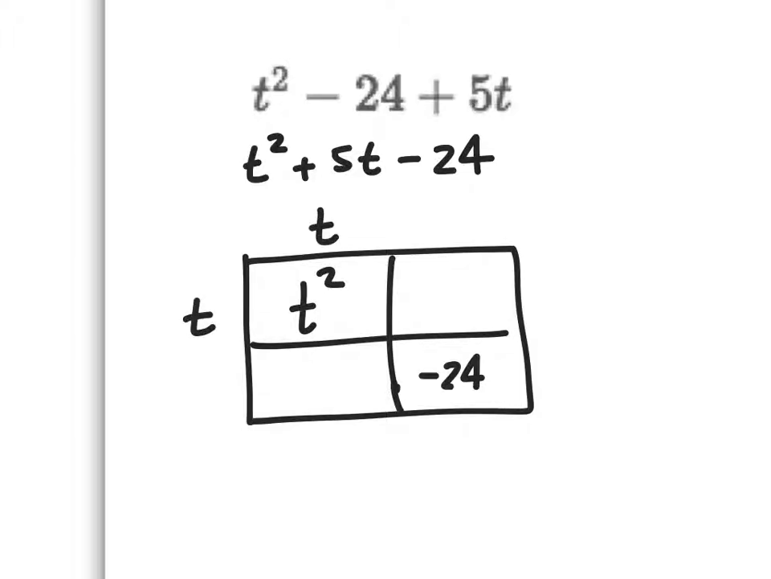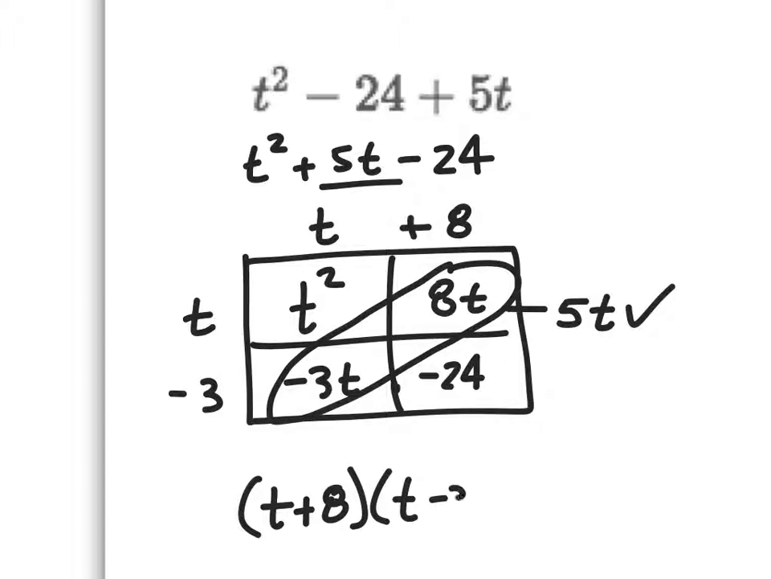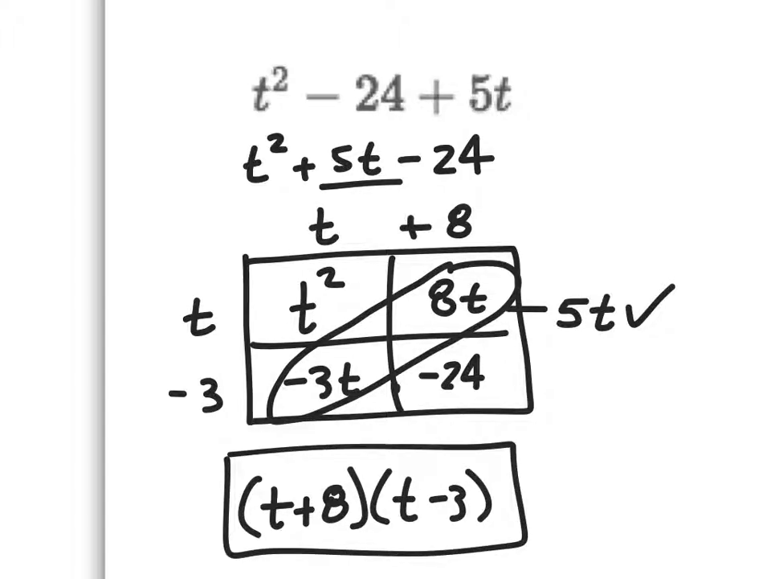Now, we still have to multiply to negative 24, but we have to add to positive 5. So we have to switch these. So this is really going to become plus 8. And this down here is going to be minus 3. So if I do negative 3 times t, that's going to give me negative 3t. 8 times t is going to give me positive 8t. Now when I add these together, 8t minus 3t is going to give me a positive 5t, and that's what we're looking for. So this factors to t plus 8 and then t minus 3, and that's it. That's all we're doing. Okay?